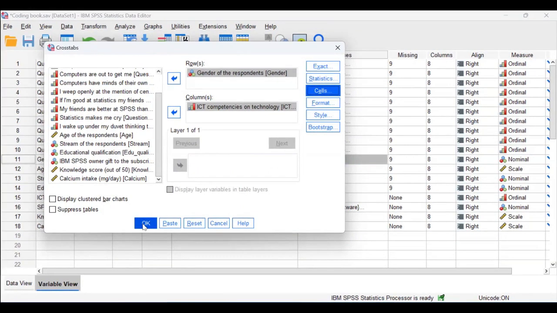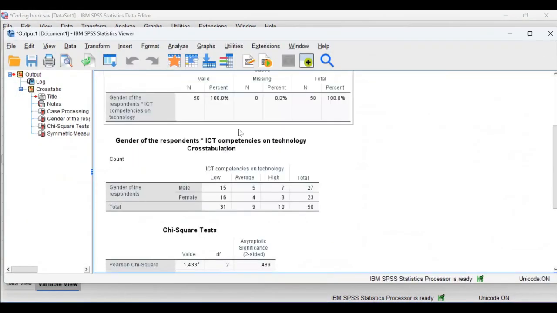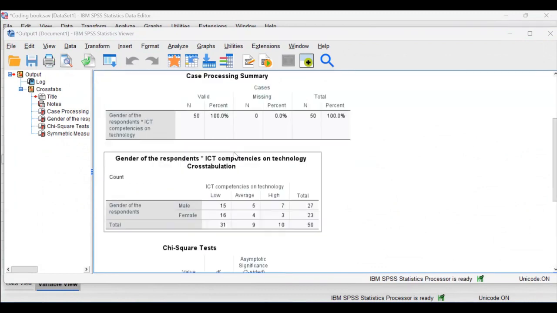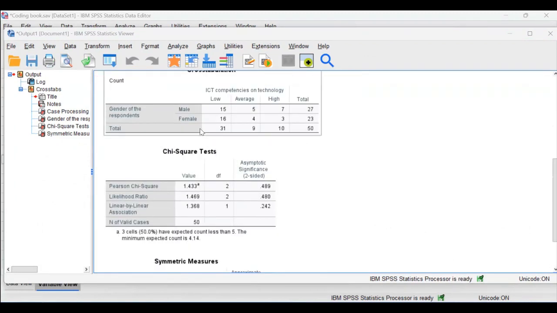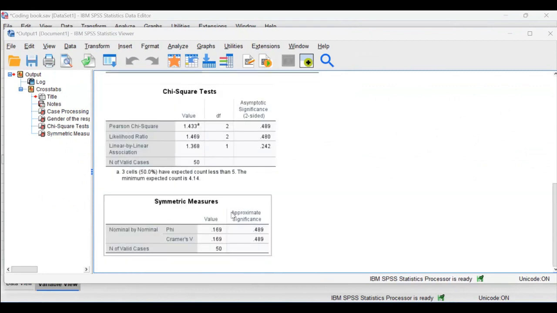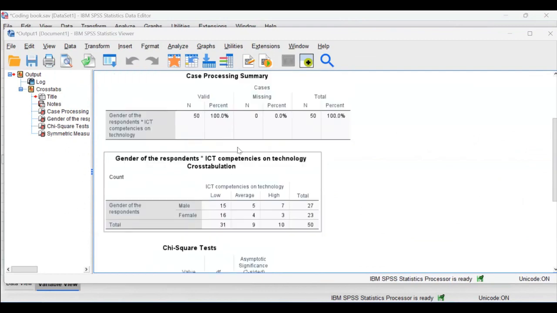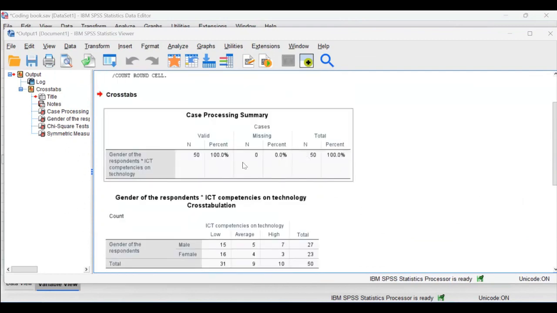Click on OK. Okay. Now we got how many outputs? Case summary, cross tabulation, and Chi-square test, and symmetric measures. I hope all of you got 4 outputs. Yes, sir. We got.